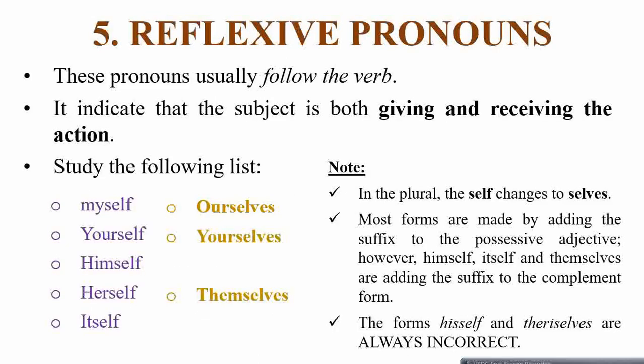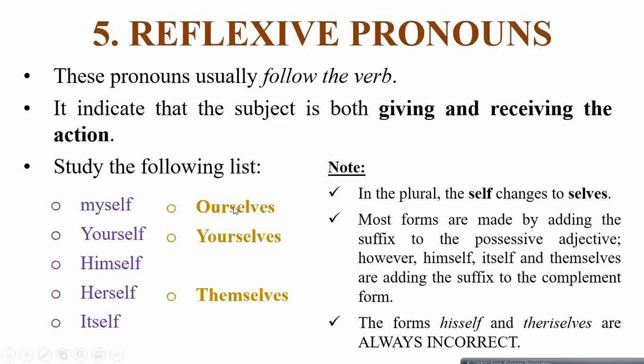The last type is reflexive pronoun. These pronouns usually follow the verb. They come after verb. It indicates that the subject is both giving and receiving the action. These are some of the list of the reflexive pronouns: myself, yourself, himself, herself and itself.